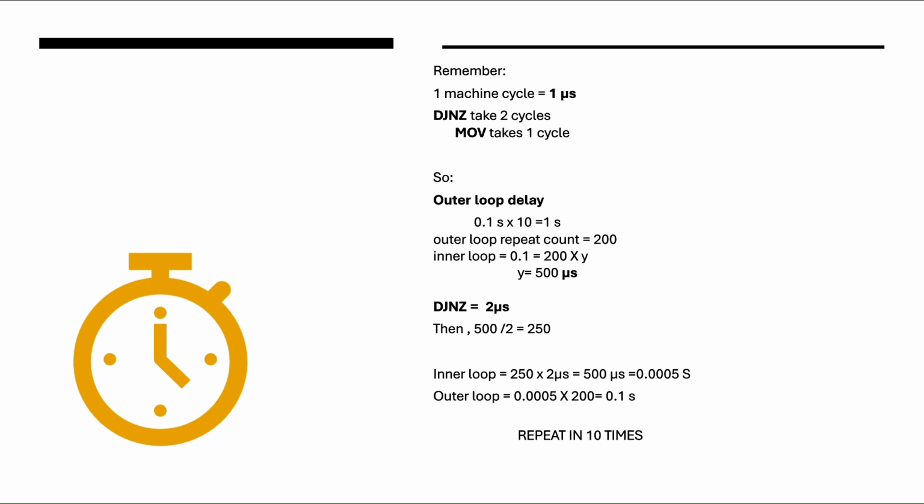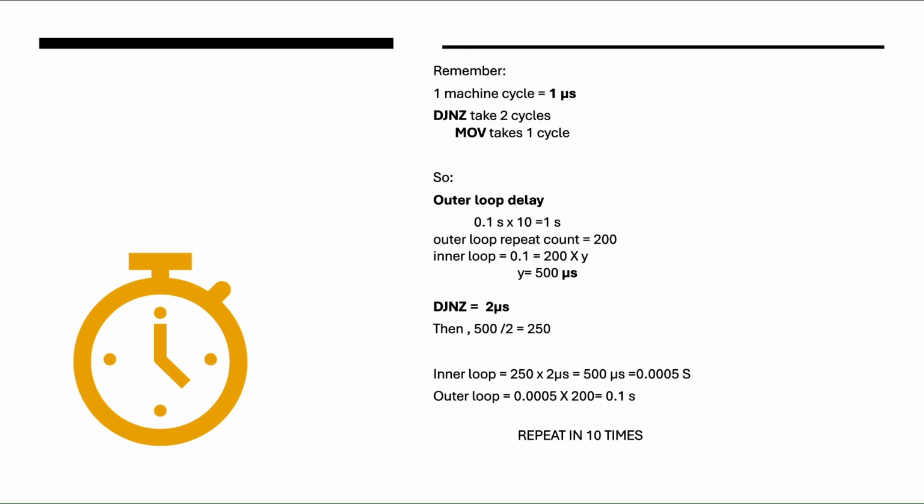Step 4, verify the delay. Now let's verify the delay step by step. Inner loop, 250 times 2 microseconds equals 500 microseconds. So inner loop delay equals 500 microseconds. Middle and outer level, 500 microseconds times 200 equals 100,000 microseconds. Convert to seconds. 100,000 microseconds equals 0.1 seconds. So now we have outer loop delay equals 0.1 seconds.